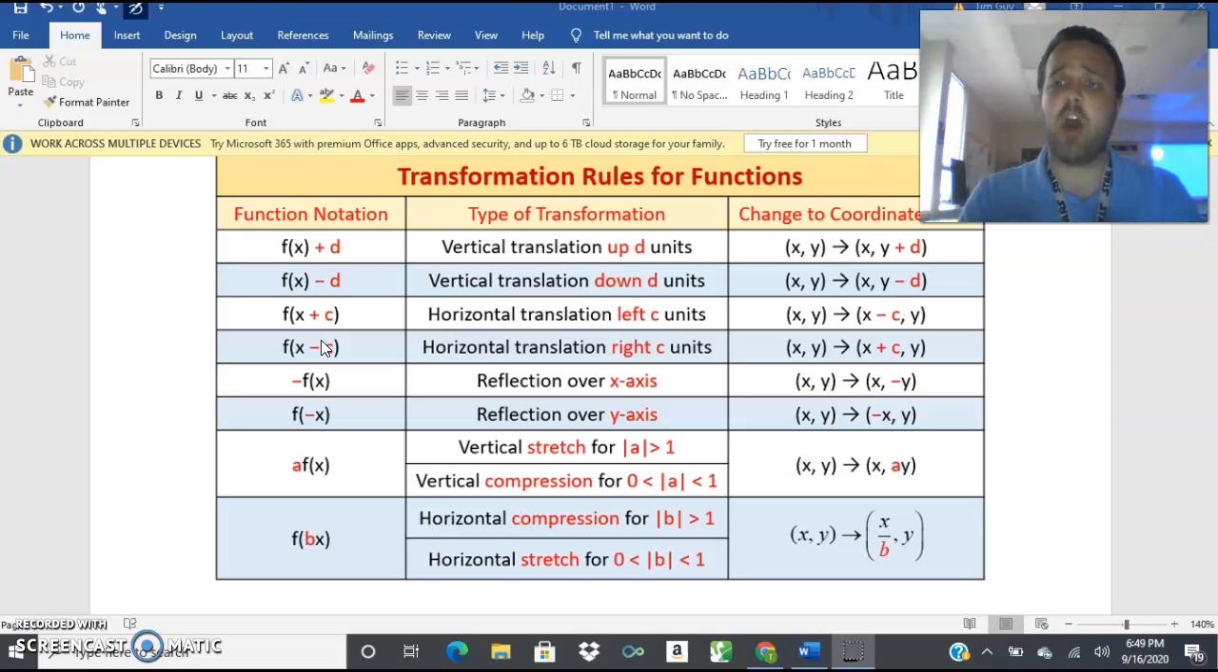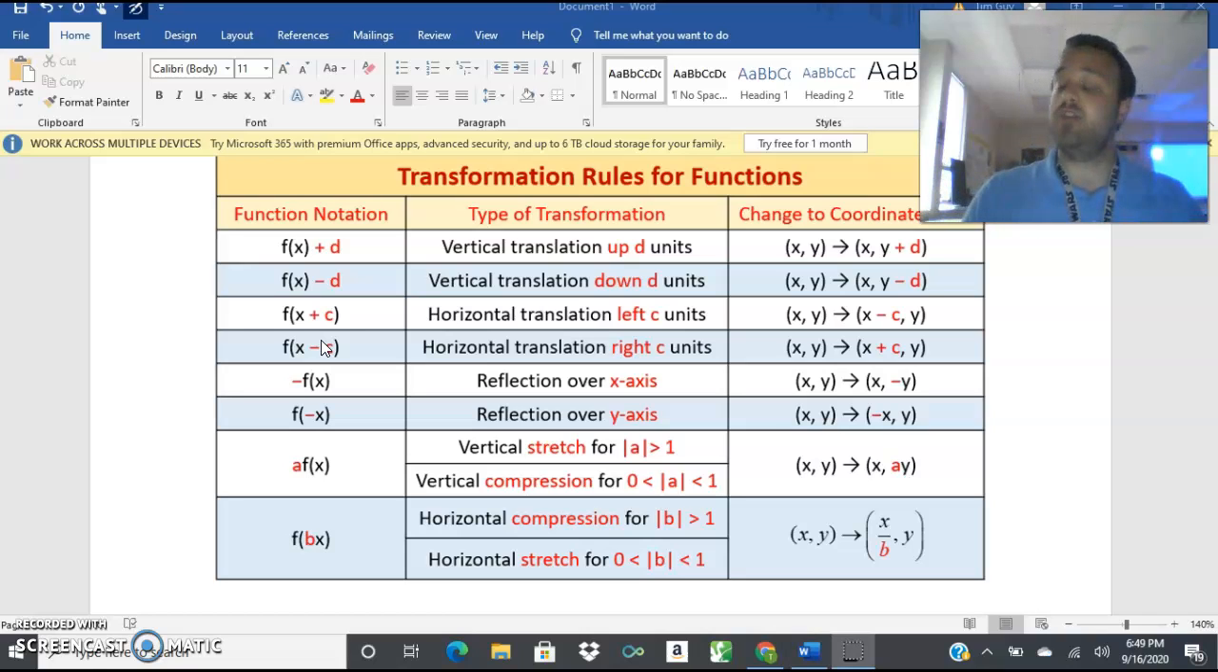So when we want to go to the left, we're going to be adding a number, and when we want to go to the right, we're going to be subtracting a number, again, inside the function. So inside your x cubed or your square root or your rational function in the denominator, whatever kind of function we're dealing with, when you add or subtract inside the function, it moves you to the left for adding and to the right for subtracting.